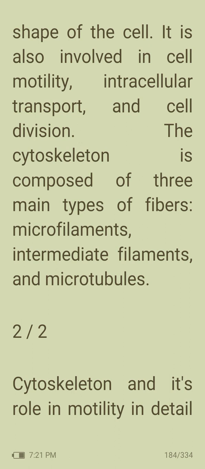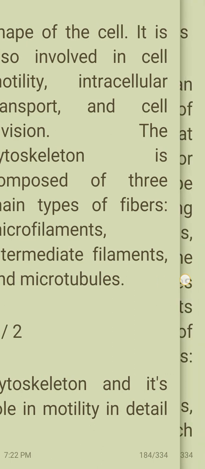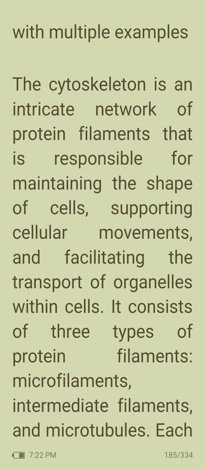Then cytoskeleton. The cytoskeleton is a network of protein fibers that provide structural support and help maintain the shape of the cell. It is also involved in cell motility, intracellular transport, and cell division. The cytoskeleton is composed of three main types of fibers: microfilaments, intermediate filaments, and microtubules. The cytoskeleton is an intricate network of protein filaments that is responsible for maintaining the shape of cells, supporting cellular movements, and facilitating the transport of organelles within cells.